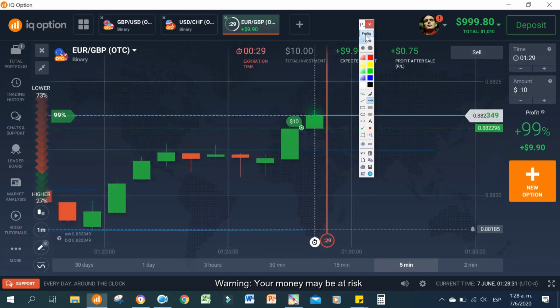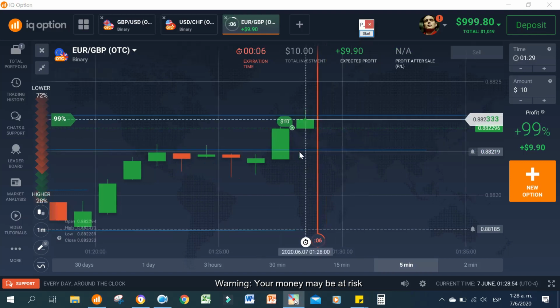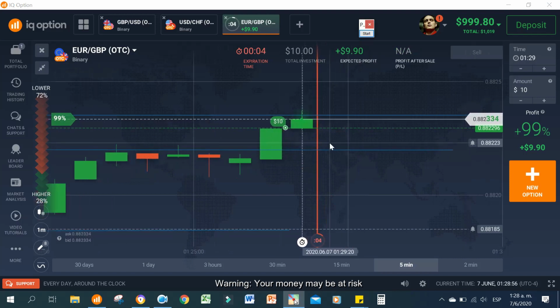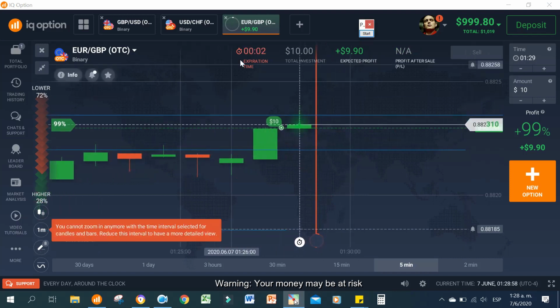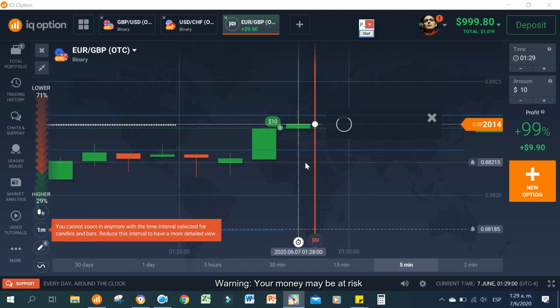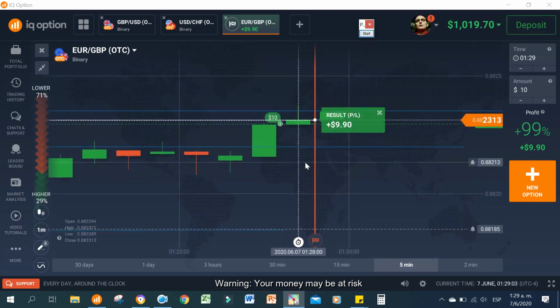Let me tell you why I made this entry. I made this entry because of this level. I've been waiting for this level to be broken since here, okay? It didn't break, didn't break, and this candlestick broke the level. Okay, just missing 3 seconds, 2 seconds, and we won, guys.